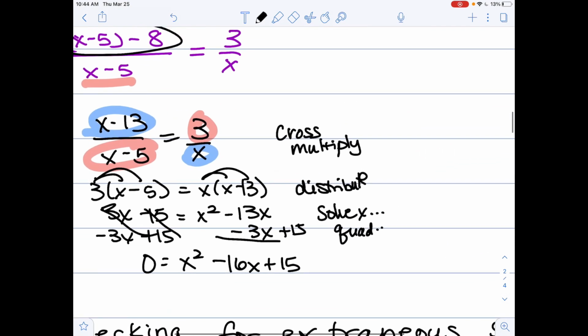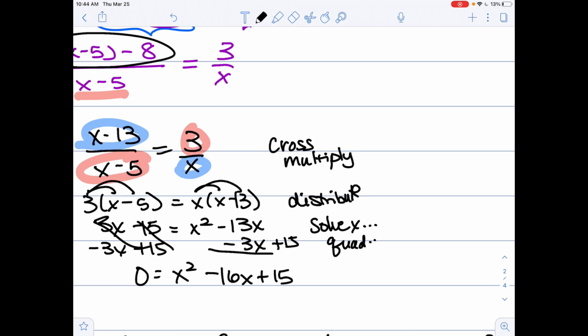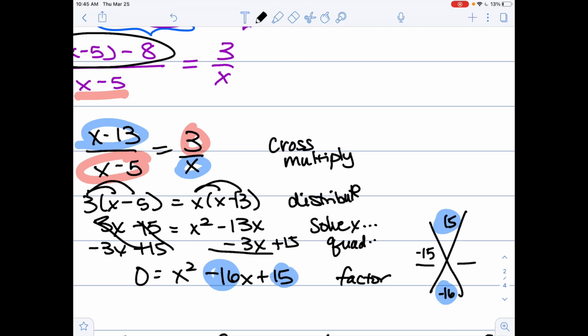Okay, in order to solve this now, I see I'm going to have to factor this. And there's 3 terms, there's no GCF, so we're going to have to use x factoring. So we have to figure out what multiplies to 15 and adds to negative 16. So what are those two numbers? Well, I know the only way to multiply to 15 and add to negative 16 is a negative 15 and a negative 1. So this is going to factor to x minus 15 and x minus 1.